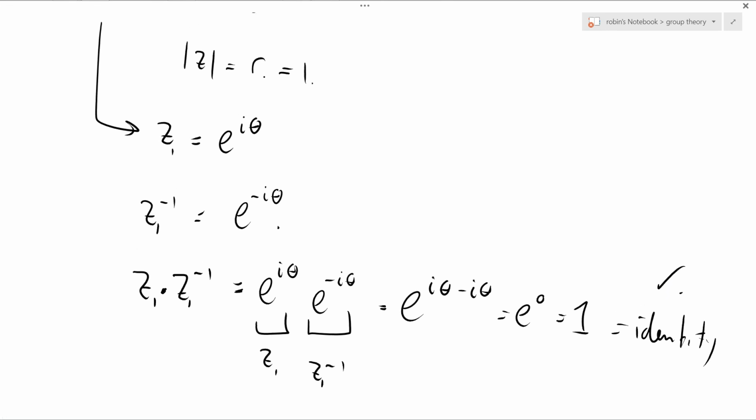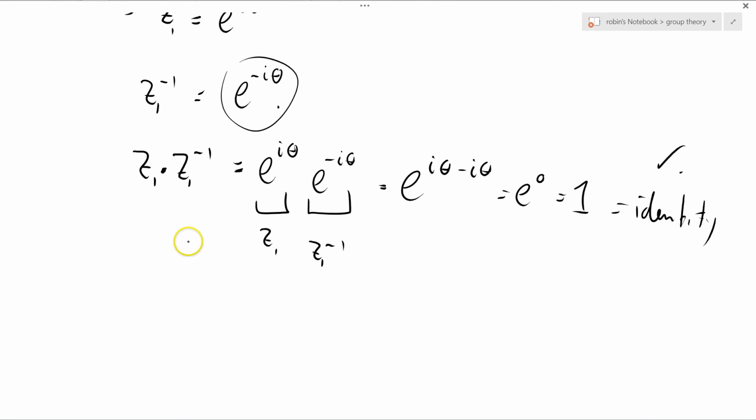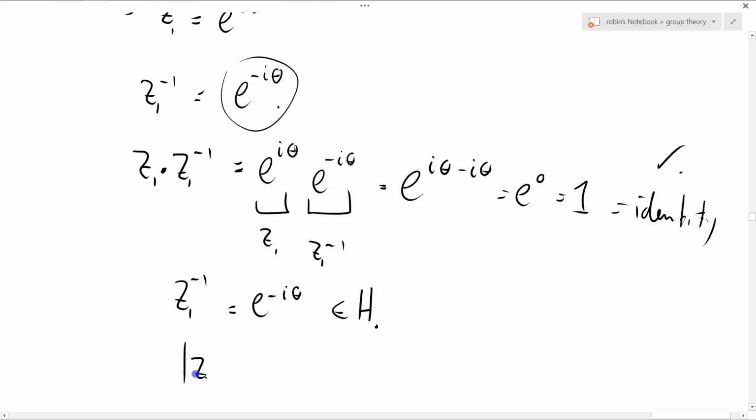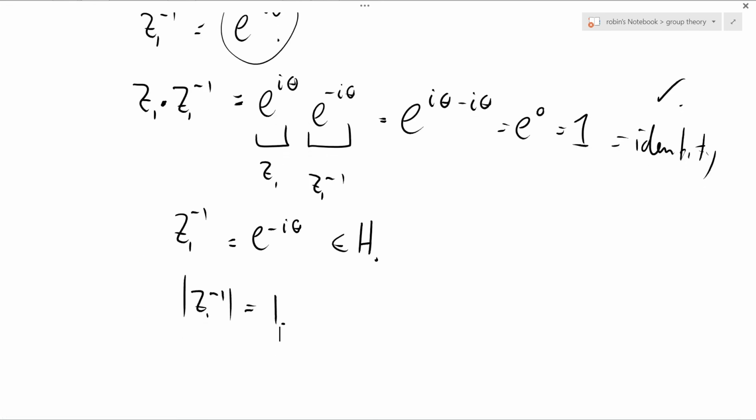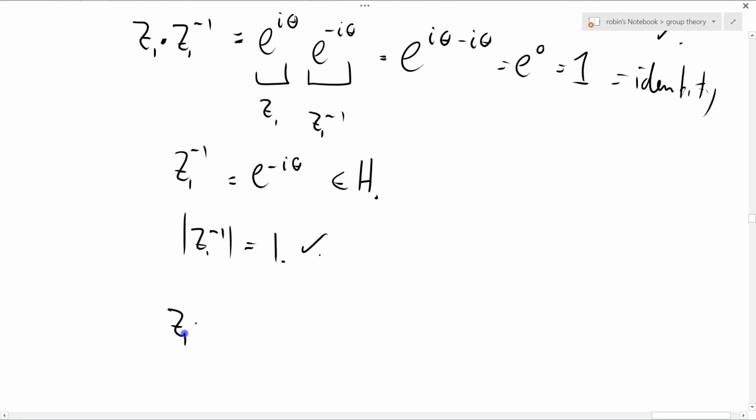It doesn't exactly check out. I've just verified that that number here is in fact the inverse of Z1. But what I really meant to do, I got a bit carried away with that, is to verify that Z1 to the minus 1, which was e to the minus i theta, is actually a member of the subgroup H. And we can tell because the modulus of Z1 to the minus 1 equals 1, because it's just 1 times e to the power of something pure imaginary. So that checks out. And what about Z1 Z2?